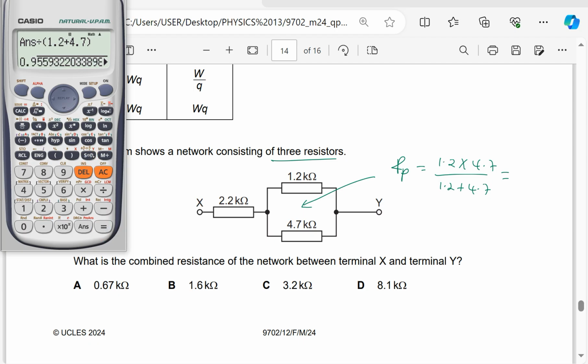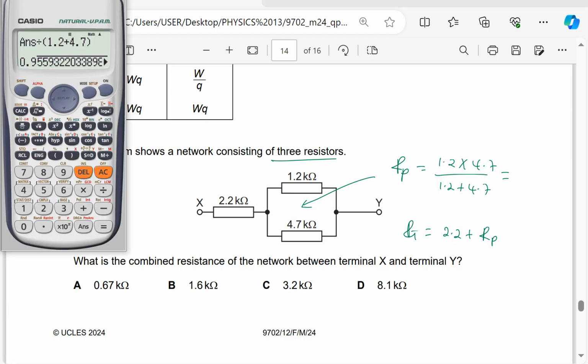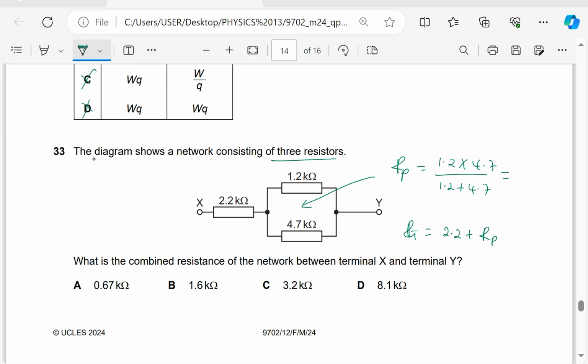So then I'll add this to 2.2. Total resistance is equal to 2.2 plus the resistance in parallel. So this is giving me 3.2. So this is 3.2 kilo ohms. So the answer is going to be C.